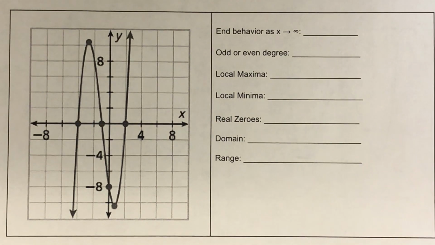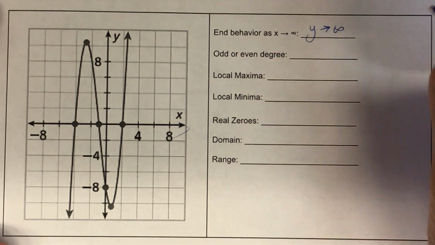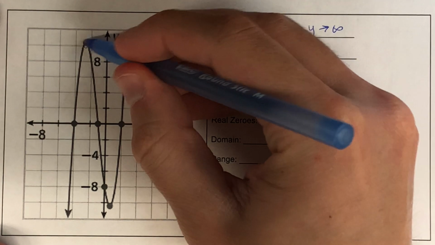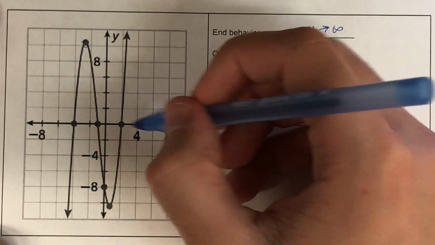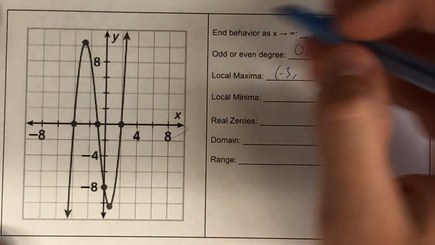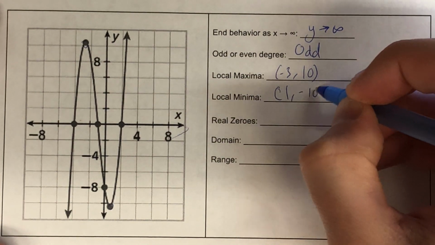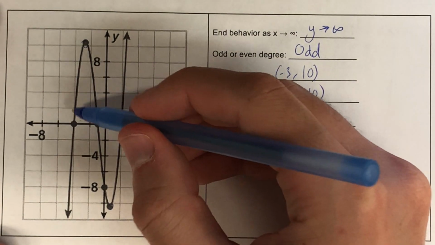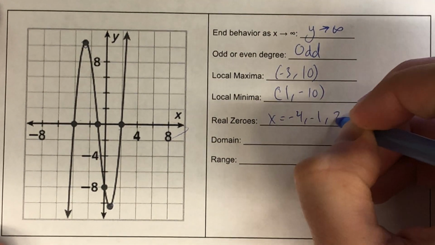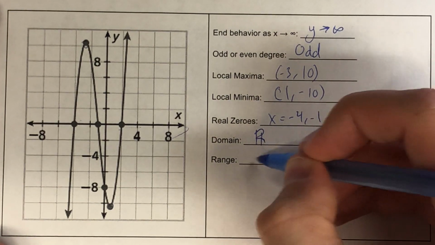Last one. As x approaches infinity, so as we move to the right, y moves up. This is an odd degree function. We have a local maxima, a high point here, at negative, well, these go by 2's. So negative 3, 10. A low point here at 1, negative 10. Zeros at negative 4, negative 1, and 2. Notice these are going by 2's. Domain is all real numbers, as is range.